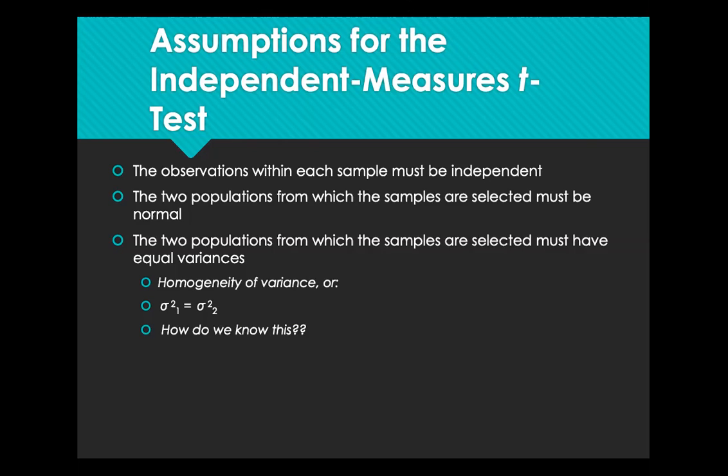Homogeneity of variance is most important when there's a large discrepancy between the sample sizes. When the sample sizes are equal or close to equal, this assumption isn't as important, but it's still important. So if you have very different sample sizes, you really do need to pay a lot of attention to homogeneity of variance. So how do we test this? How do we know whether or not there's homogeneity of variance? There's a few ways.